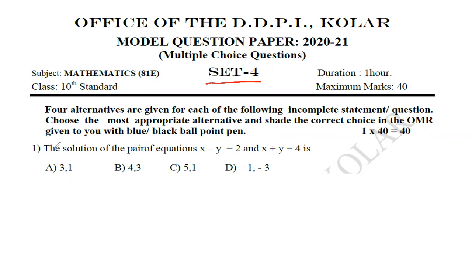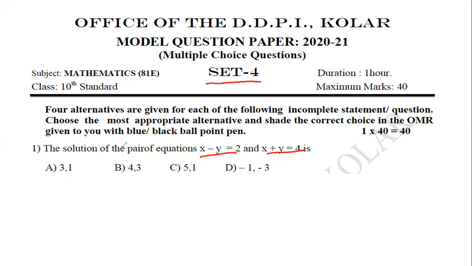Okay. First question is, the solution of the pair of equations x minus y is equal to 2 and x plus y is equal to 4. They gave four choices, substitute the values. First option is 3, 1. Second option is 4, 3. Third option is 5, 1. Fourth option is minus 1, minus 3.